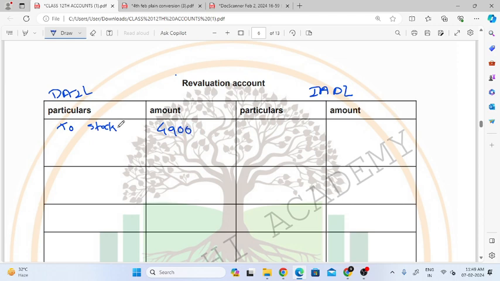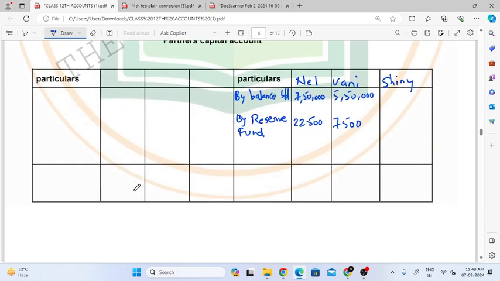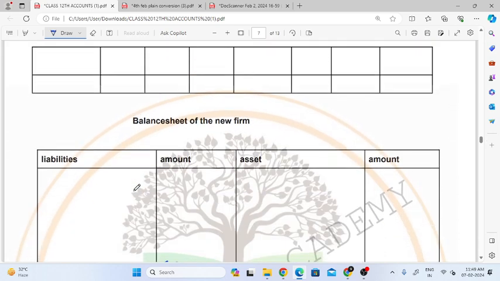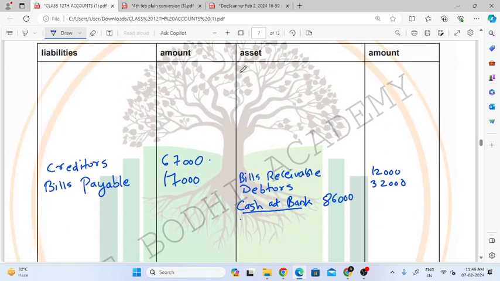Okay, then side by side, since the value of the stock is going down, we have to write stock less reduction, or we can write down discount. How much is it? 4,900, and the actual value of stock is 49,000. So 49,000 minus 4,900 comes to 44,100.